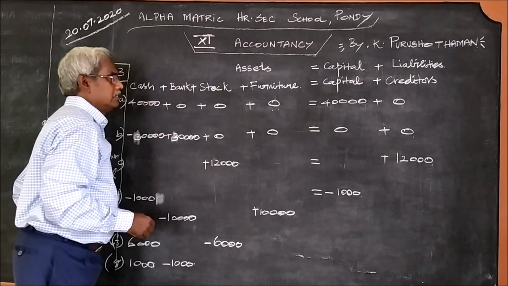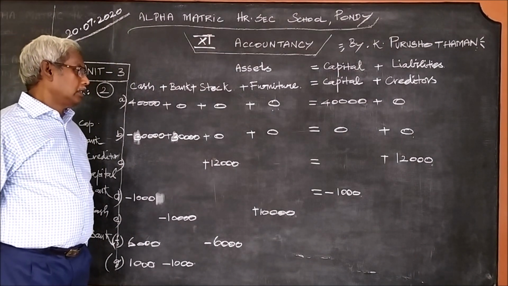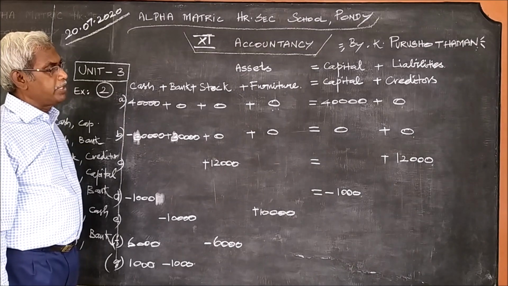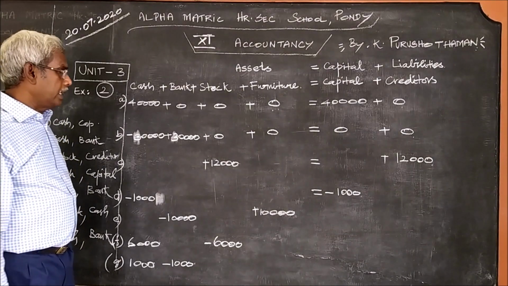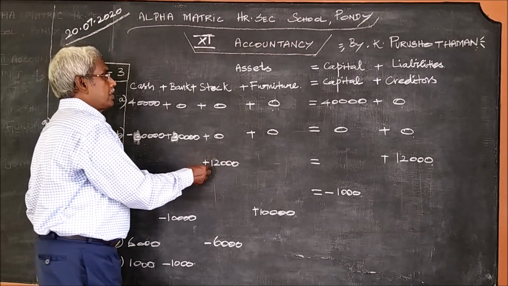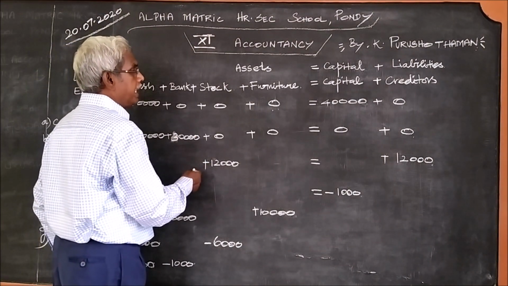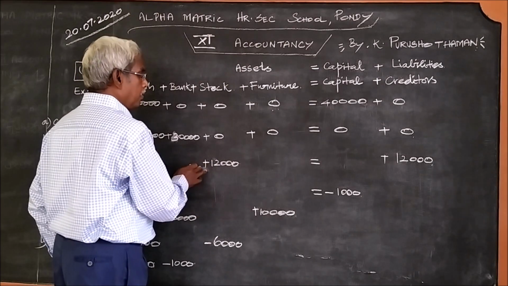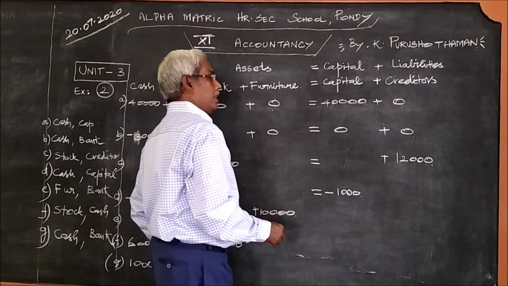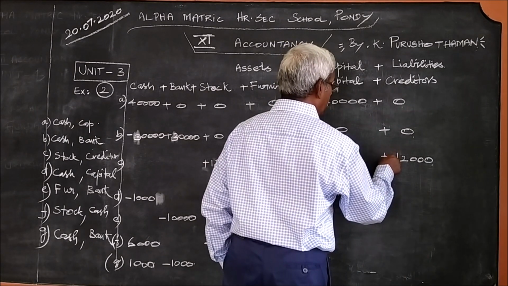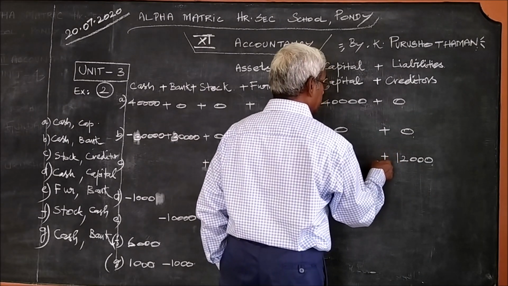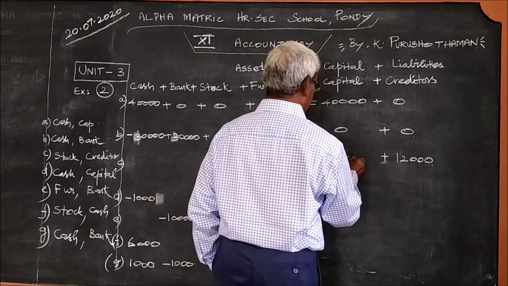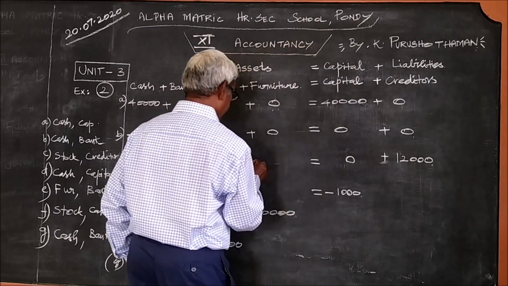For the third one, the goods are purchased on credit basis. So for that, this stock will increase. When we buy the goods, we will receive the goods and therefore it will be increased, therefore plus. And the creditor is also a plus because on loan basis we go, therefore creditor's amount 12,000 will also be plus. The rest of the columns we can put 0.